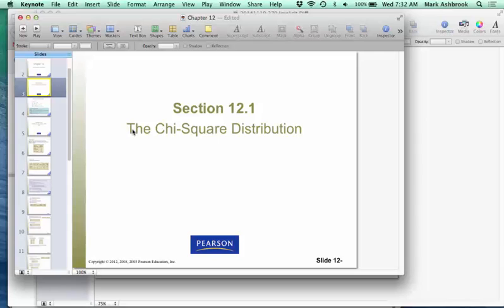Okay, so this is the first part of chapter 12, which is the chi-squared distribution. So we've dealt a lot with the normal distribution, but not all things are normally distributed. Think about the number of people in line, say at a coffee shop. What would that distribution look like? The number of people in line at a coffee shop.